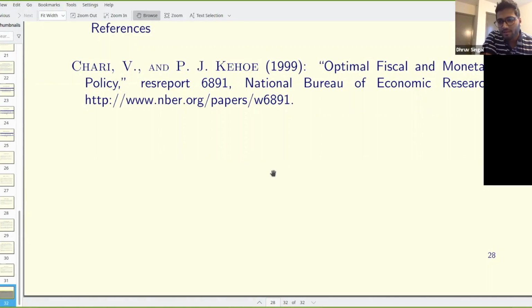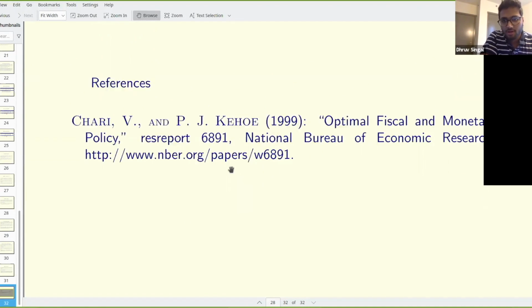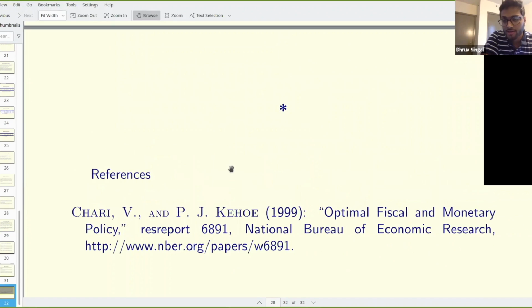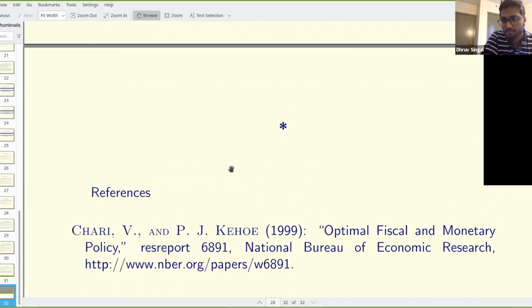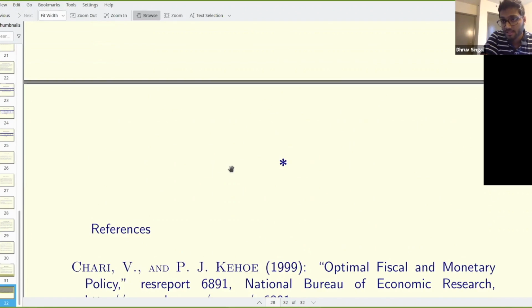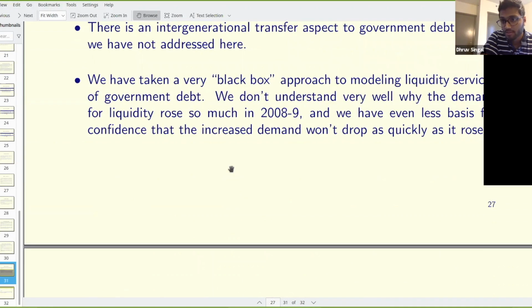Chris, one thing which I think I may have missed in the model is that you don't talk about the transversality condition when you finally set up the Ramsey problem of the government. Is that still satisfied in the new problem?